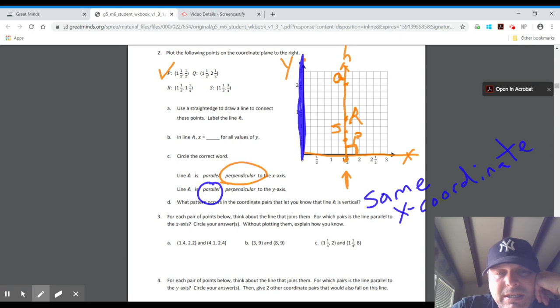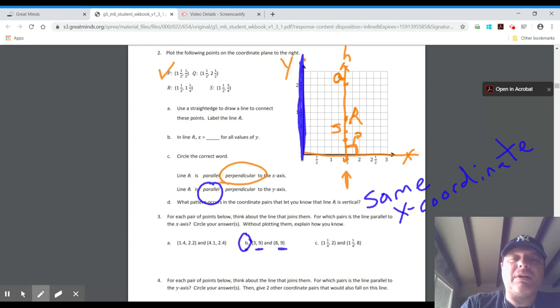Okay, good. For each pair of points below, think about the line that joins them. For which pairs is the line parallel to the x-axis? If they're parallel to the x-axis, they need to have the same y coordinate, that's the second number. So if the second number is the same on those points, that means they are parallel to the x-axis. So we have a 9 here. The second number is 9. So that would be parallel to the x-axis. And that was from the problem we did before. And that is the only one that works. So the other ones are not parallel. Okay, that's it.